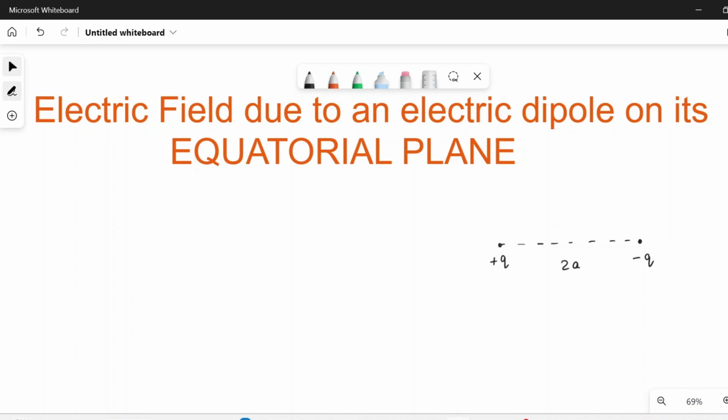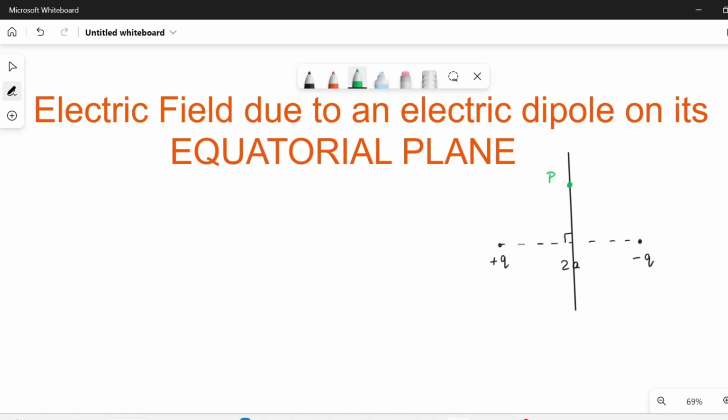So let's first define our equatorial plane. If you draw a straight line which is cutting this electric dipole into two equal halves and passing perpendicular, such a line is known as our equatorial plane. And we can find electric field due to this at any point P.